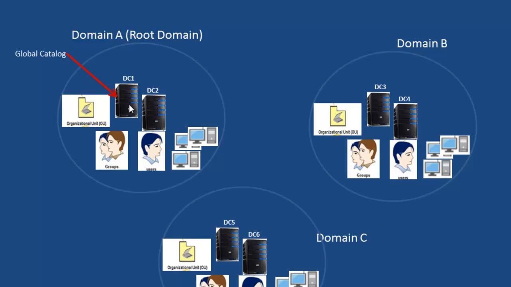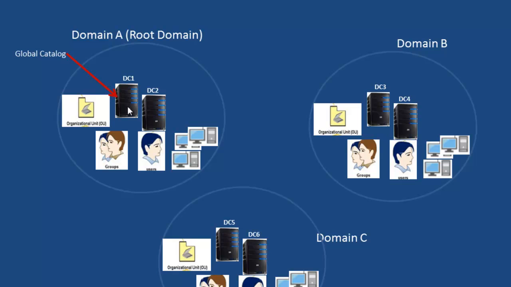It acts really like a phone book. If you want to do a search, you go to the phone book. The same thing happens within the forest. If somebody in domain C wants to search for a user's name, a user's last name, first name, email address, then the user will be directed to the server that is the global catalog server.